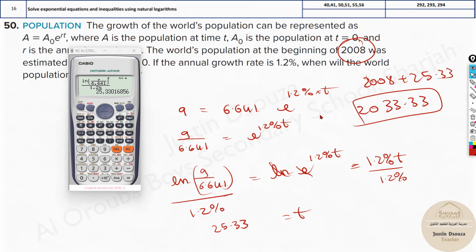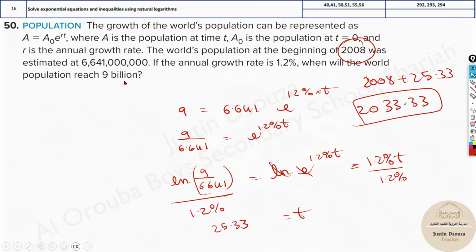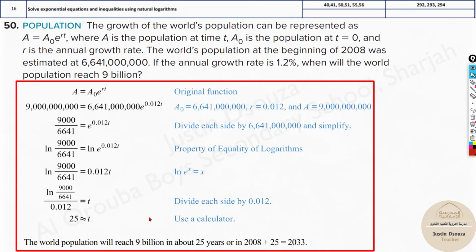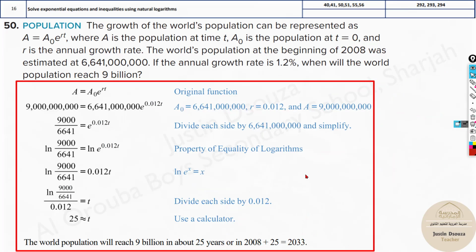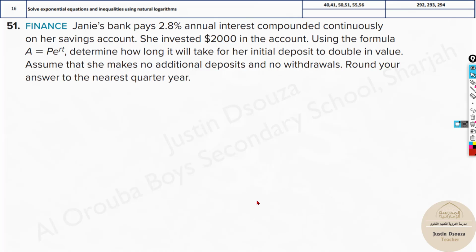But as of now, it's 8.1 billion already. It might reach much earlier. But this is the estimated population based on old data. So that's how we solve this. And you can see, they have taken it as 25, but we got 25.33. That's fine. On average, it's 2033. So that's the thing. And again, another similar one which we have done before about investment.